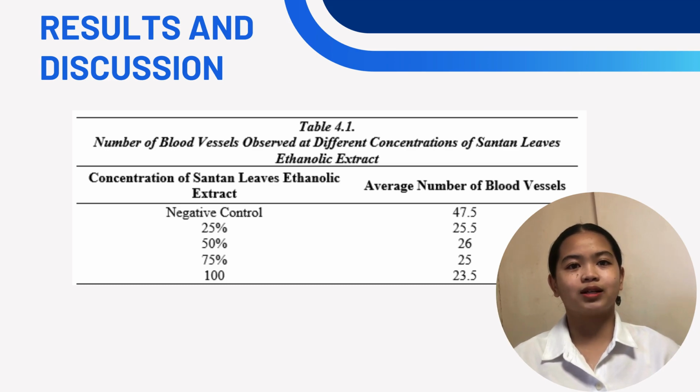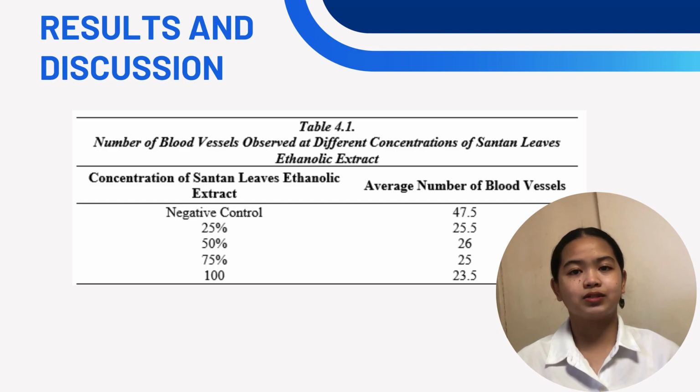It is in line with Castor et al. 2014 observation in a conducted study in which the flavonoid, specifically quercetin, a phytochemical component that Santan coccinea also has, inhibits the growth of blood vessels as its concentration increases.